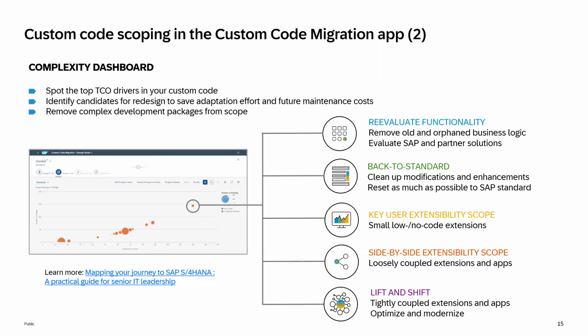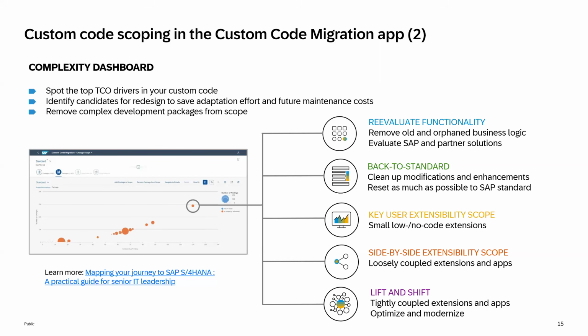During the execution of the scoping in the custom code migration app, we also recommend using so-called complexity dashboards, which are also provided in the custom code migration app. Using this complexity dashboard, you can identify which custom code developments are really complex, because if you just take them over to S/4HANA, they require high maintenance efforts and also cause high maintenance costs.